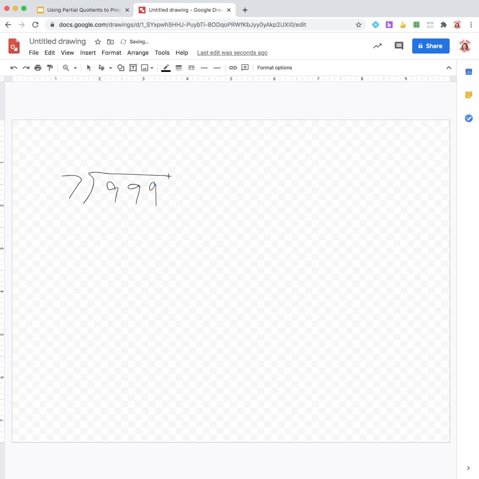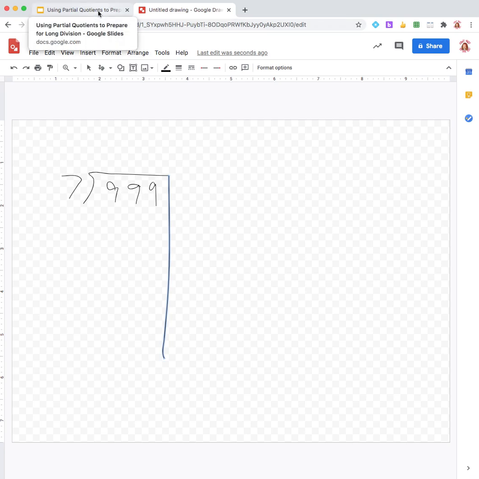Many of you are wonderful with partial quotients. So I'm going to try to do it the partial quotients way. And you have to bear with me because I did not learn the partial quotients when I was learning about division. They jumped right into the long division version.